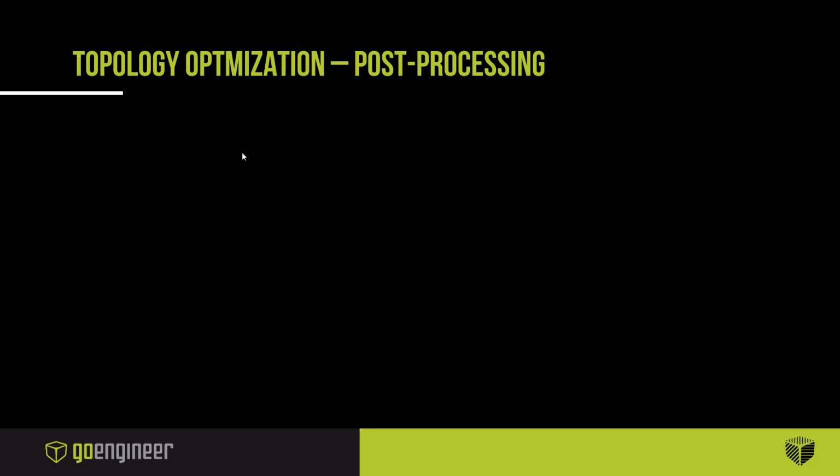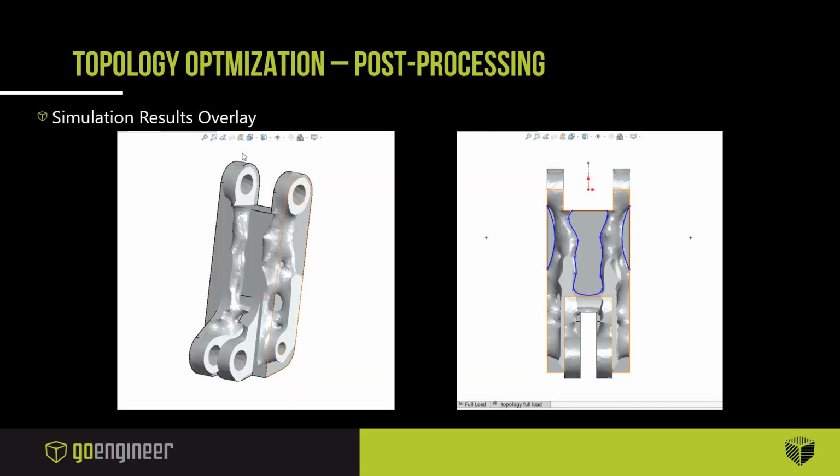Additionally, if you are limited by your types of manufacturing method, maybe you're going just plain old subtractive in the traditional sense, we do have something called the simulation result overlay. What this does is that it can graphically overlay the optimized shape on top of the existing model, so that it acts as a visual guide as you make more traditional parametric features.